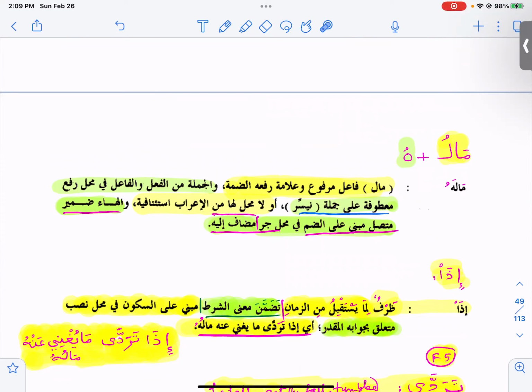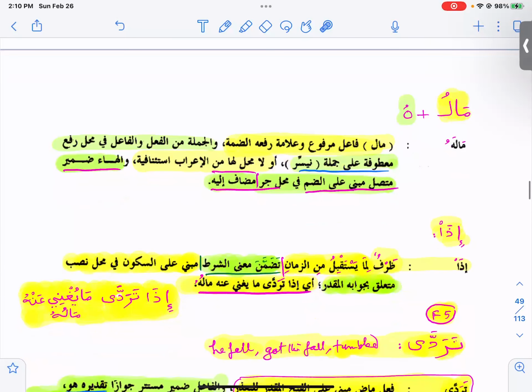Au la mahallaha min al-i'rab istinafiyatu, fine. Also, I like istinafiyatu, simple. Wahao damirun muttasilun mabniun ala damma fi mahallija mudafilehi. Yeah, this is mudafilehi. But if anything is easier for us, I prefer that.